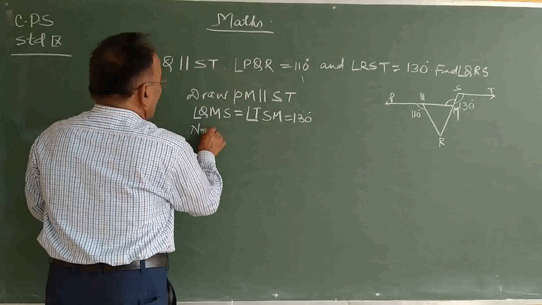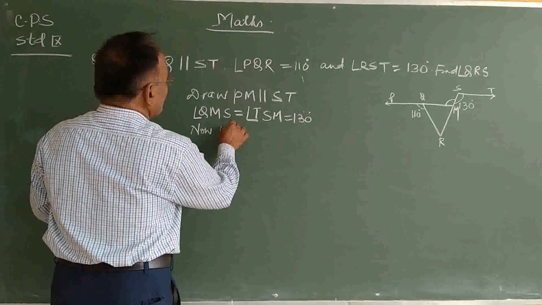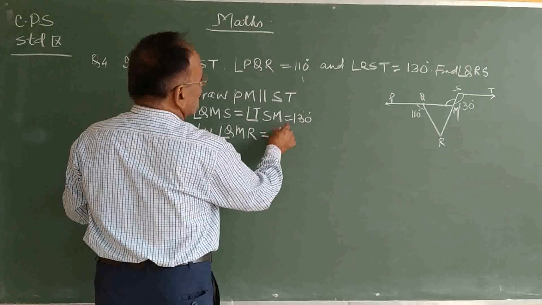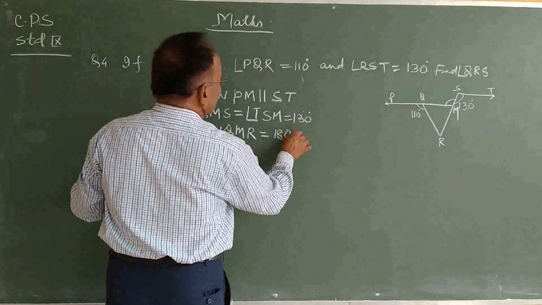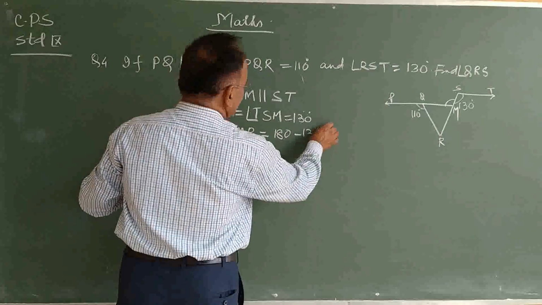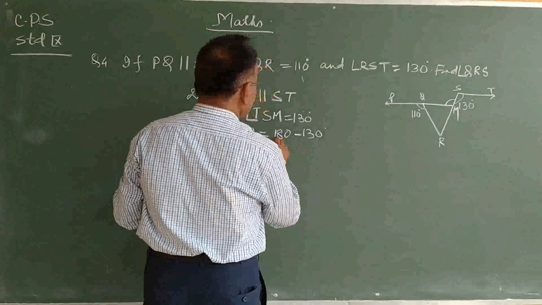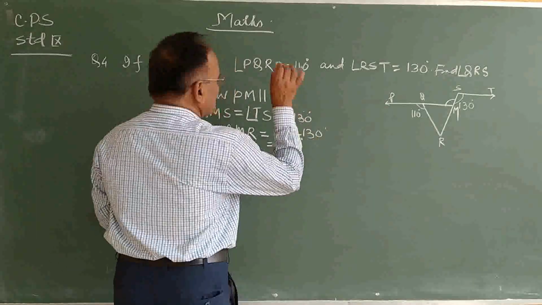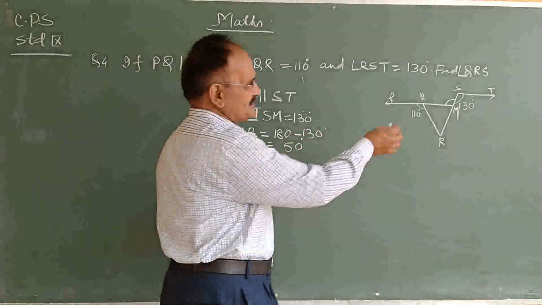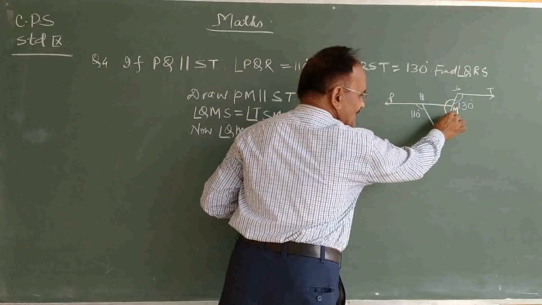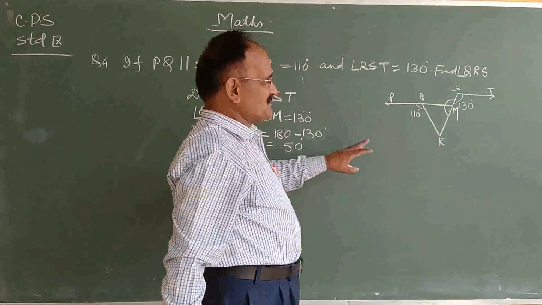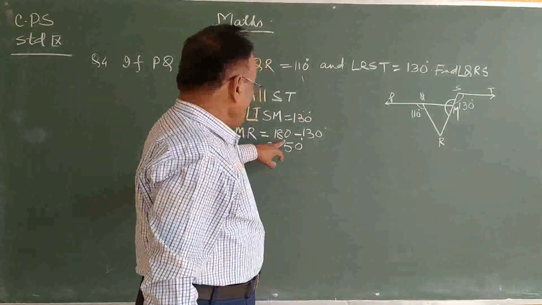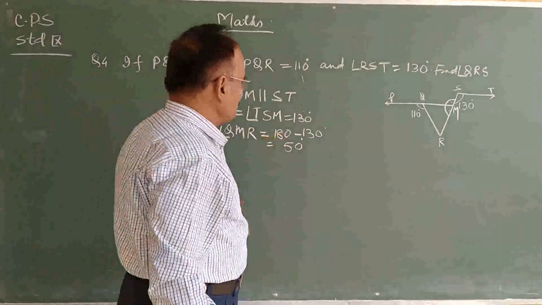Now, angle QMR is equal to 180 minus 130, which is equal to 50 degrees. This is due to linear pair. The sum of these two angles is 180 degrees. So this angle is 180 minus 130.